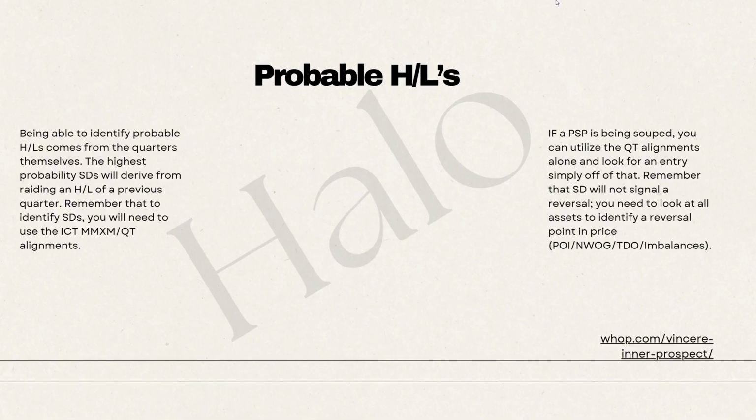Remember, QT involves 3 asset classes, so utilize them. Not just one, not just two. Of course, there's one that's more correlated than the other one, those two being NQ and ES, but use YM as reference in terms of looking at premium discount as well as PSPs.